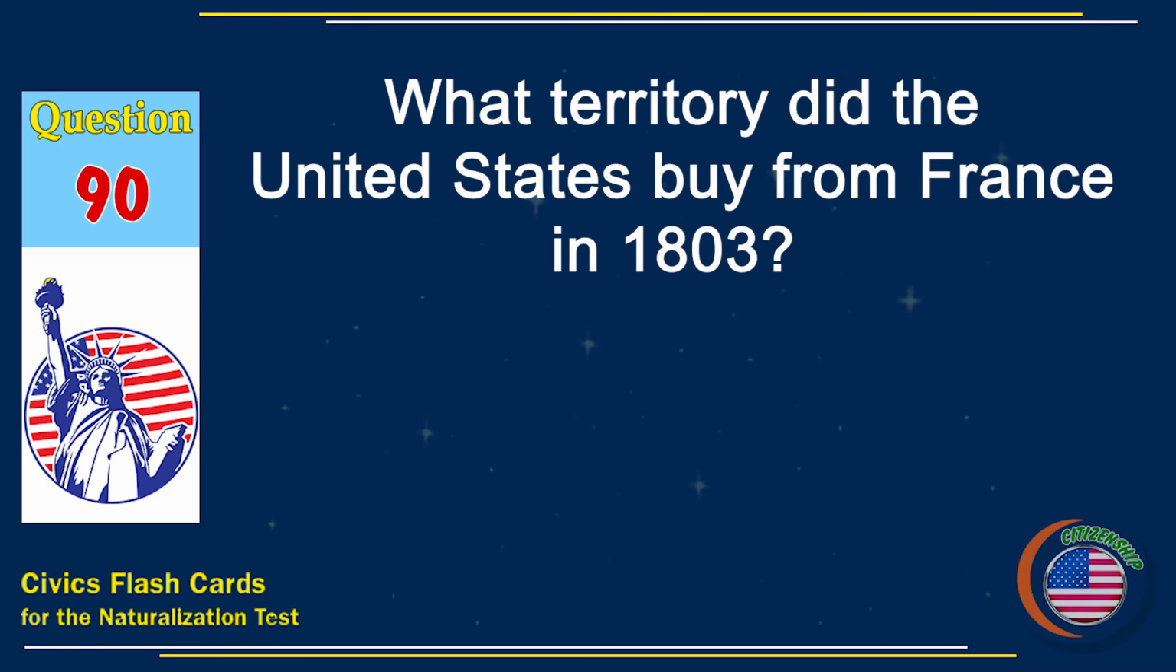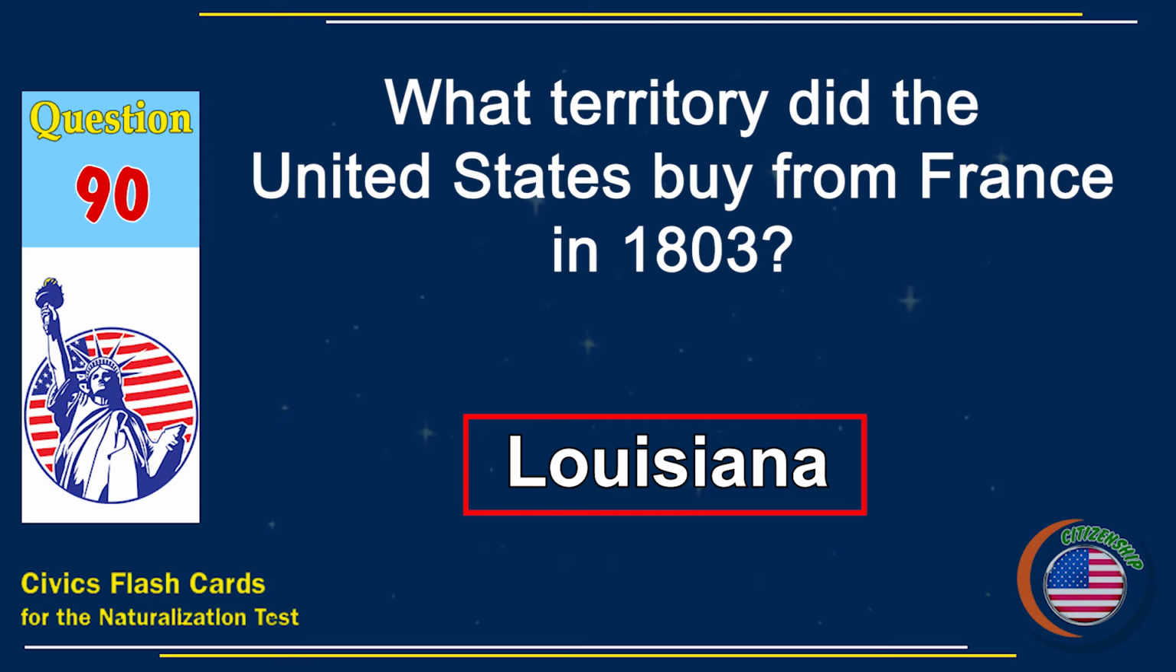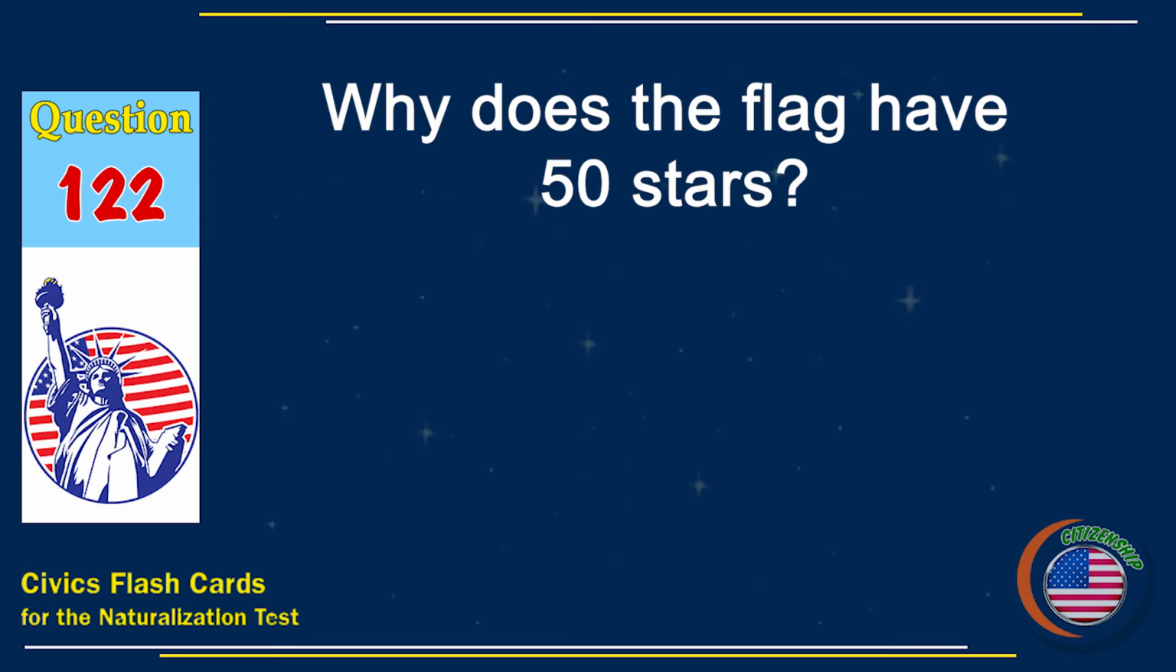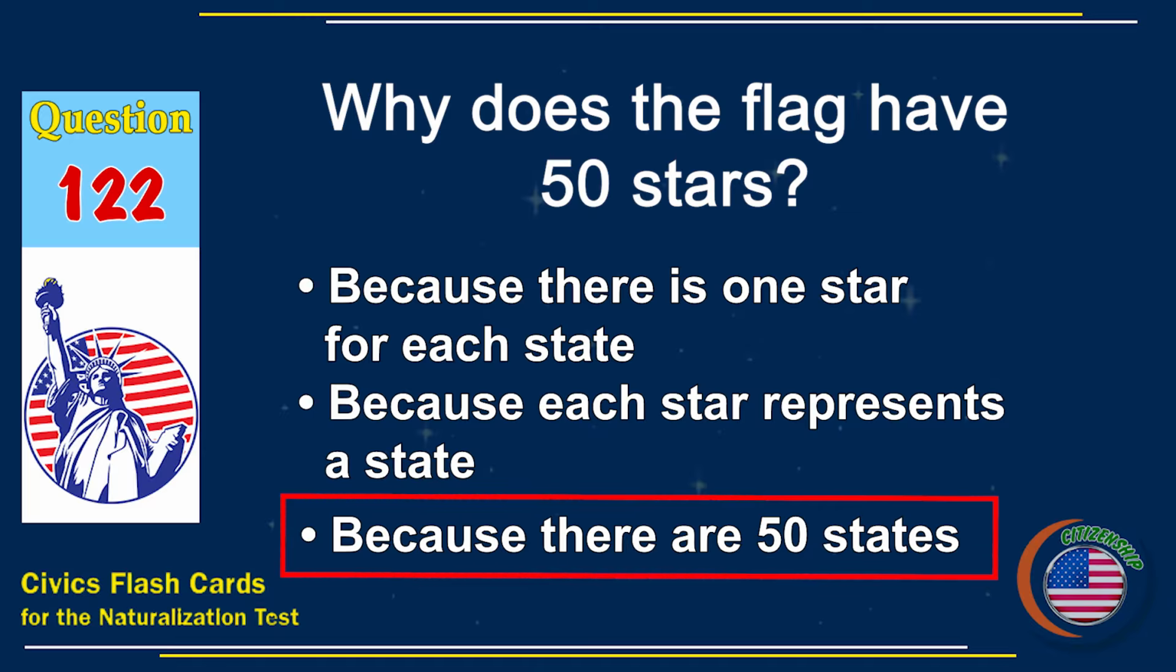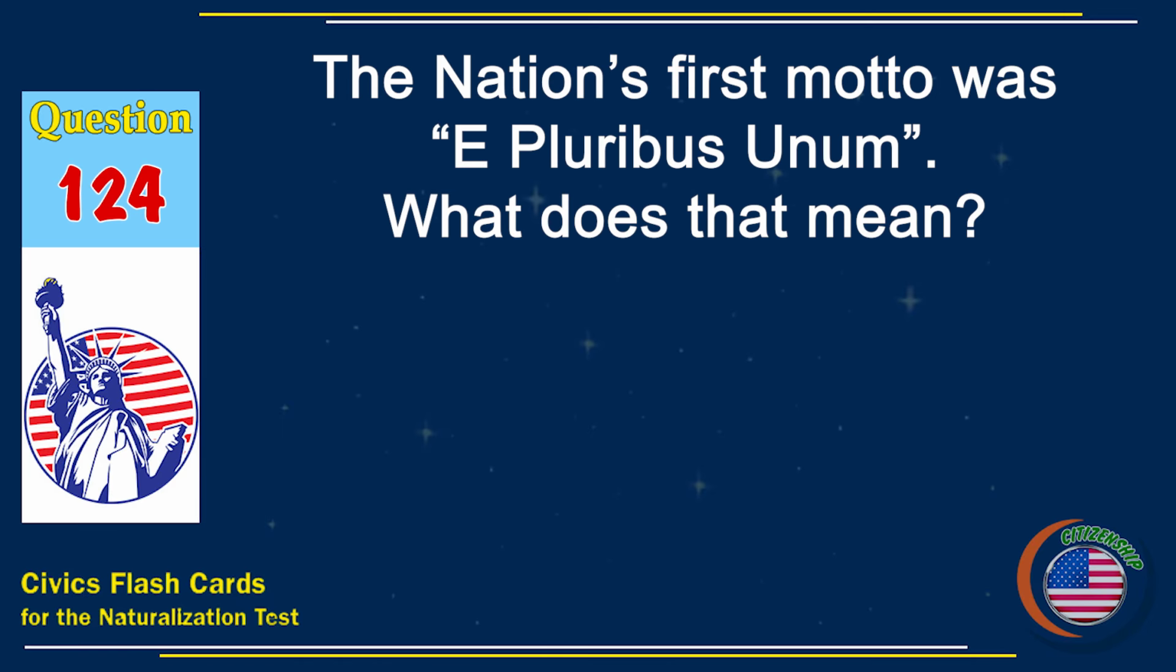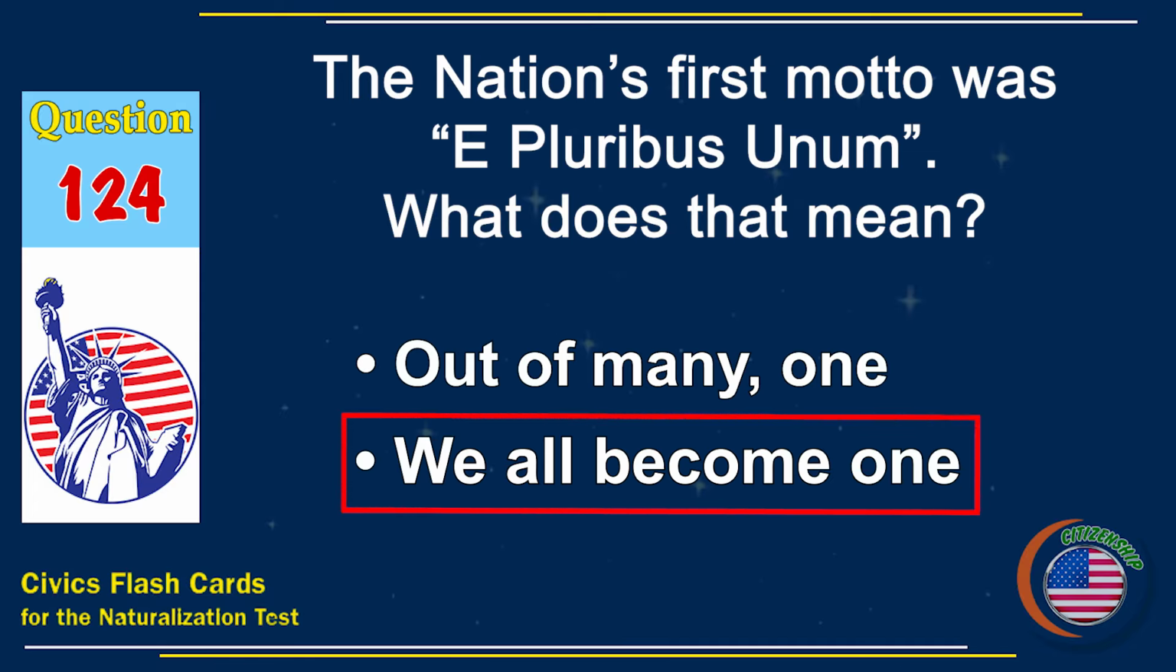What territory did the United States buy from France in 1803? Louisiana. Why does the flag have 50 stars? Because there are 50 states. The nation's first motto was E pluribus unum. What does that mean? We all become one.